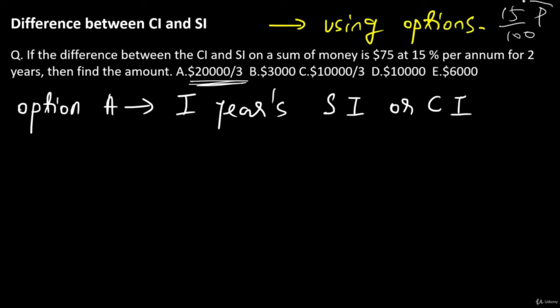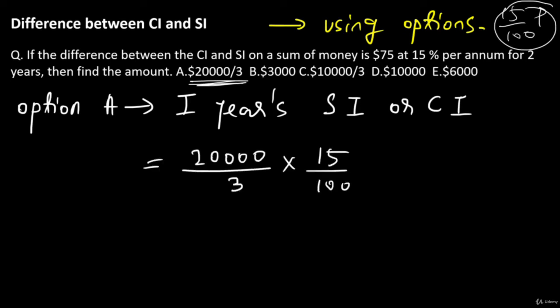So 15% of the principal would be 20,000 by 3 into 15 by 100. All right, so let's simplify this. So this amounts to 200 into 5, right? So that's equal to 1000. Now, what would be the interest on this 1000, which is the first year's interest?